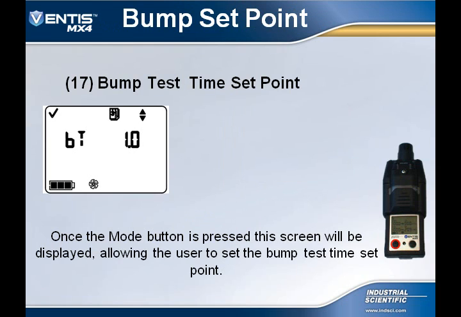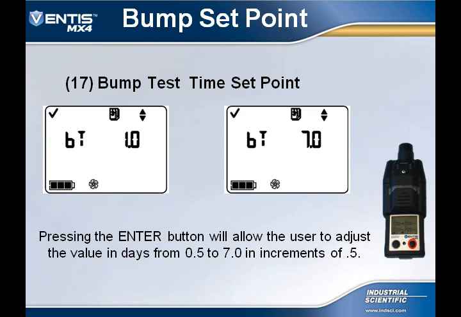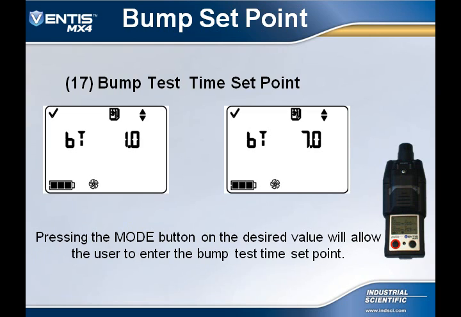The next screen to be displayed is the Bump Test Time Set Point screen. This allows the user to set the day requirements for a bump test. Pressing the Enter button allows the user to change the value in days from half a day to 7 days in half-day increments. Pressing the Mode button allows the user to enter the desired value.